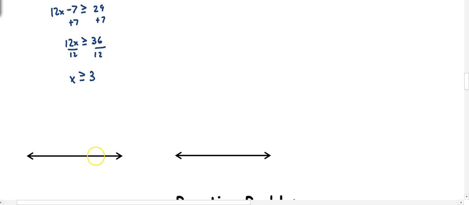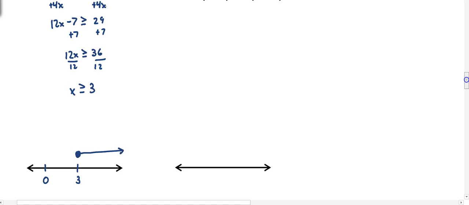So on the number line, we're going to place 3, and we're going to put 0 somewhere to the left of that. And then at 3, it's greater than or equal to, so it gets a closed dot, and then shade to the right. So let's try one more problem.